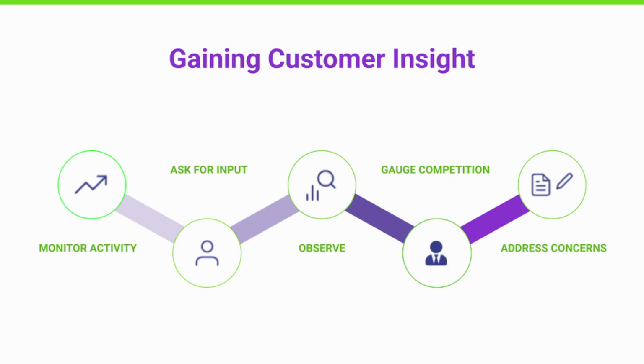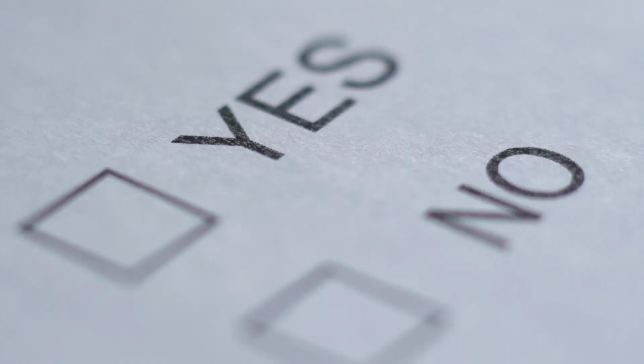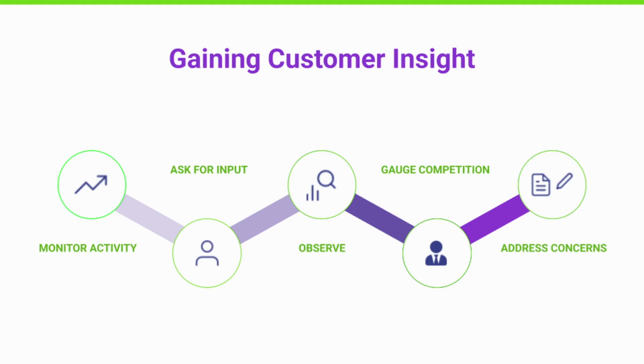With clear goals in hand, it's equally crucial to ensure those goals are built on a solid foundation, understanding your customers. So, after defining your SMART goals, the next step is to gain deep customer insight to make your strategy truly wholesome. This means constantly listening to your audience. You can achieve this by monitoring their online activity, what they say and do, asking for their direct input through surveys or polls, observing their behaviors and preferences, gauging what your competition is doing right or wrong in their customer interactions, and proactively addressing their concerns. By actively gathering these insights, you ensure your goals are aligned with genuine customer needs, making your influencer marketing efforts resonate more powerfully and effectively.